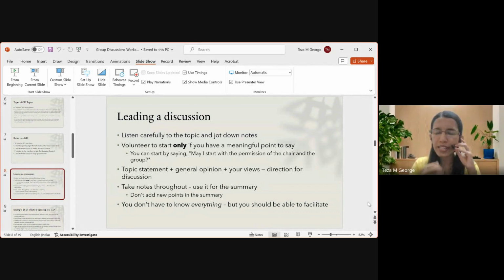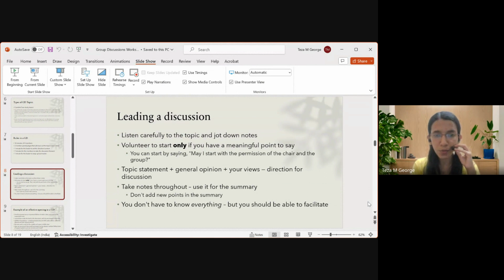How would you lead a group discussion? Okay. Now you listen carefully. When the panel reads out the topic or the case, you listen very carefully and you take down notes. When should you volunteer to lead a discussion? You should volunteer if and only if you have a meaningful point to say. Now, how do you start? If you are leading a discussion, how do you start?